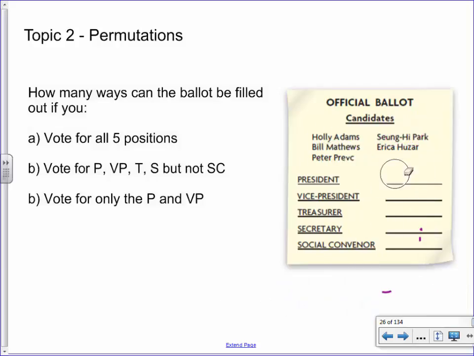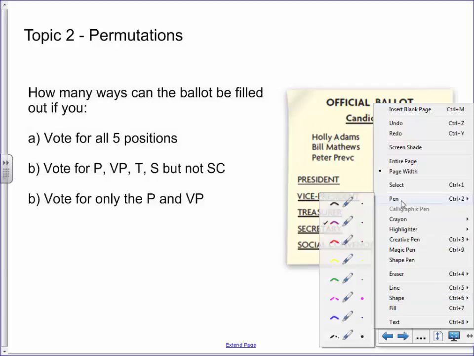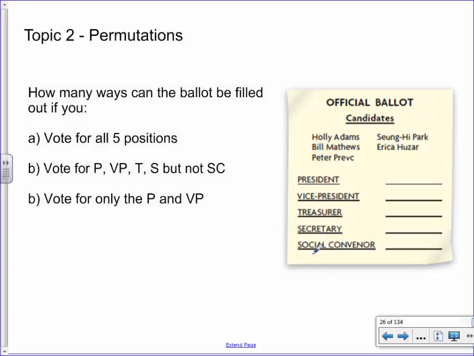So you're going to make a vote for president. Actually, let's even do it this way. Let's just pretend that social convener is not even on the ballot. Let's just scratch it out. Not going to vote for someone. How many votes could I have for president then? Still 5, right? And then 4 for vice president, 3 for treasurer and 2 for secretary. In this case, if you were to cross off some names like I was doing there, it just means that you're not writing down Holly's name. So what's this answer? Well, it's 5 times 4 times 3 times 2.